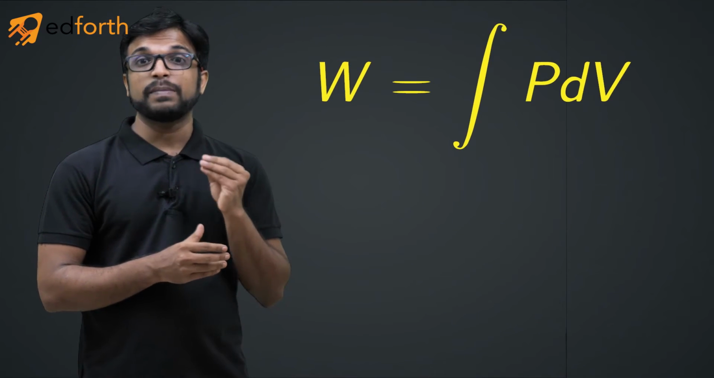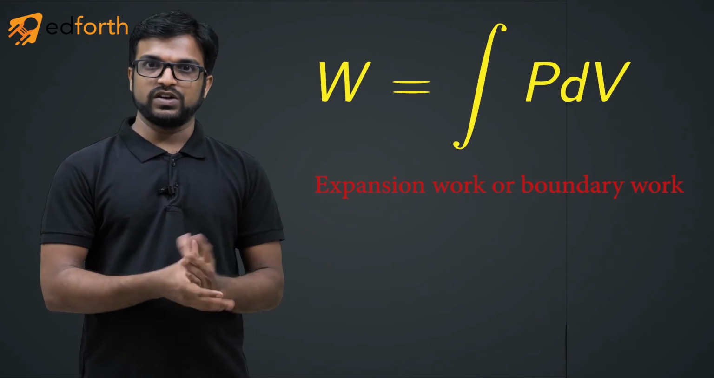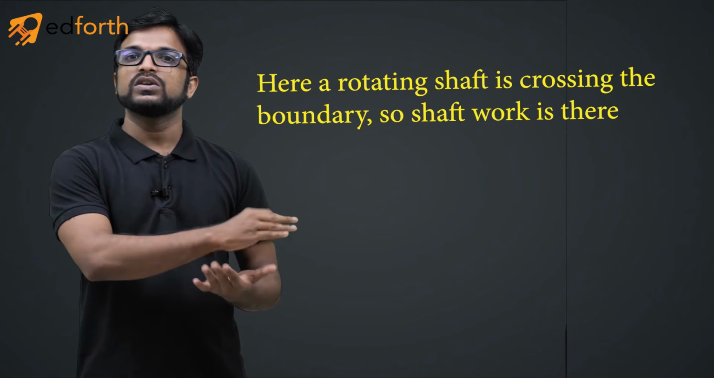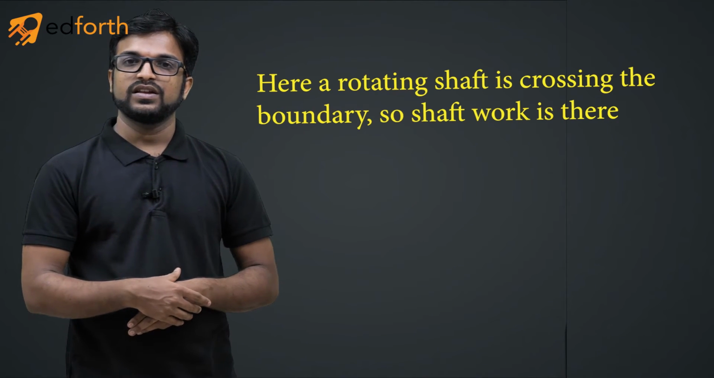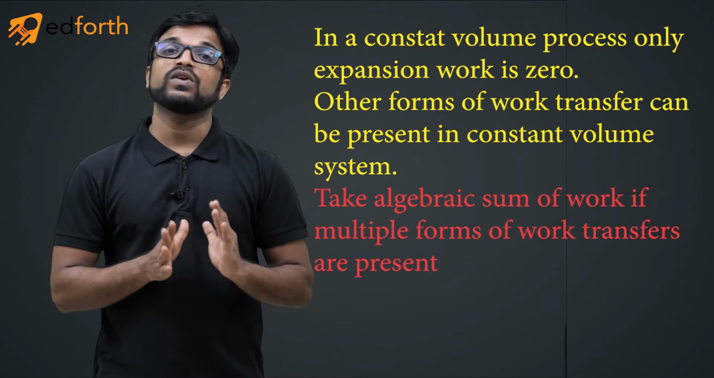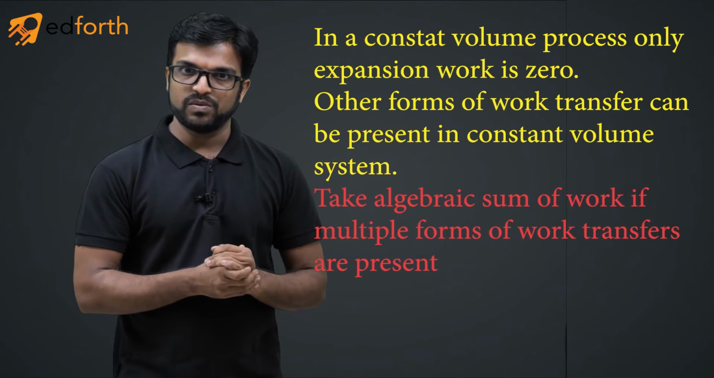No. The W equal to integral PdV is for displacement work, that means expansion work or boundary work. There are so many other forms of work transfer. In a constant volume process, the expansion work is 0, but other forms of work can be there. In this case, a shaft is crossing the boundary, so mechanical work is happening. So in a constant volume process, only expansion work will be 0. Other forms of work can be present in a constant volume process.